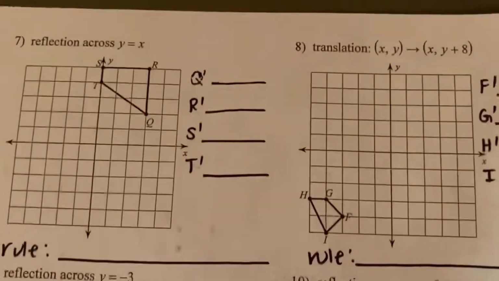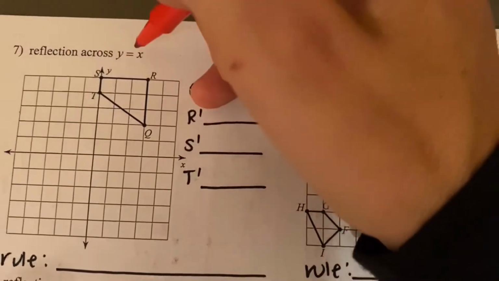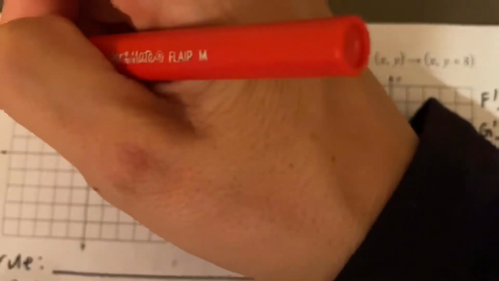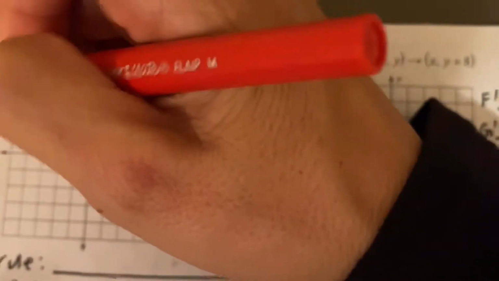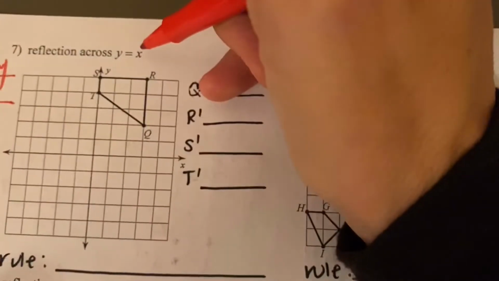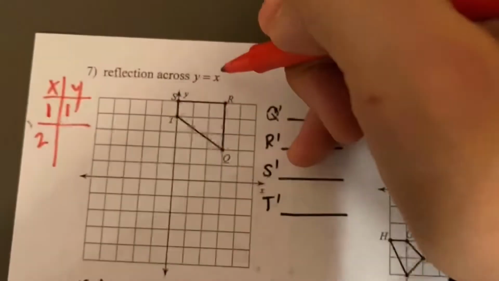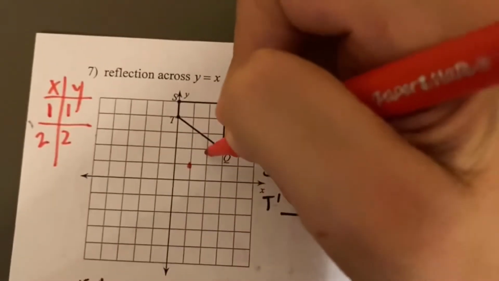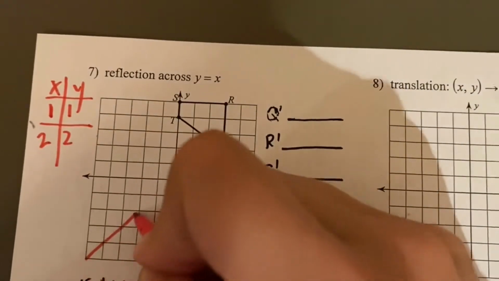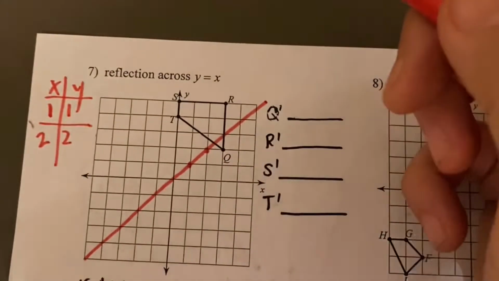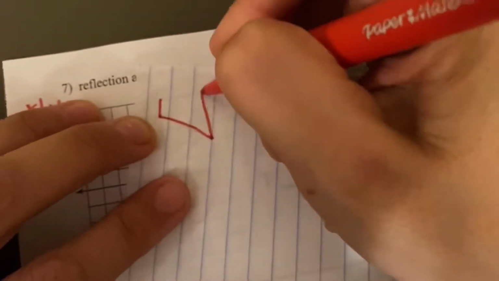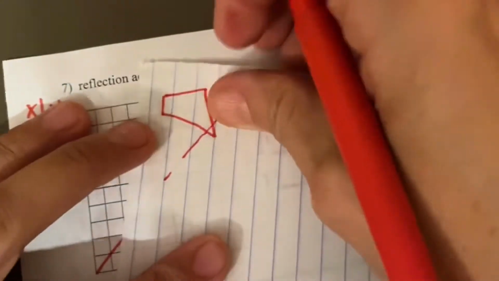All right. Reflect across y equal x. I don't know why y equals x, but it does. So if I pick 1 and plug it in, y will equal 1. If I pick the number 2 for x, then y has to be 2. And so if I graph 1, 1 and 2, 2, I notice this is the line they want me to flip it over. So let's fold it over this line.